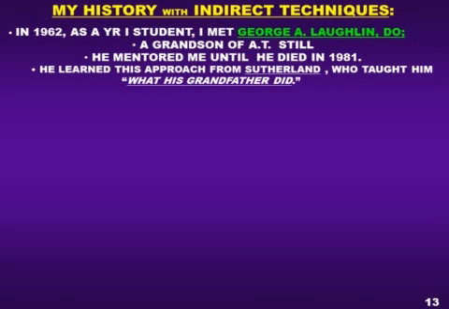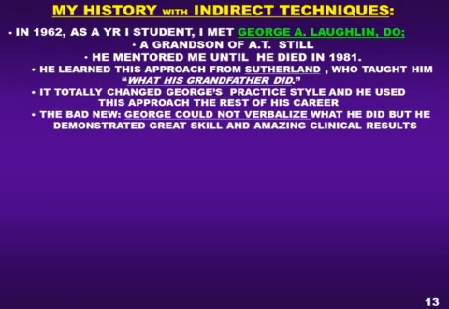He learned this approach from Sutherland because George was 5 when his grandfather died. He didn't remember his grandfather at all. But years later, Sutherland taught him what his grandfather did. It totally changed George's practice style, and he used that approach for the rest of his career. The good news was that he learned these techniques. The bad news was he couldn't verbalize what he did.